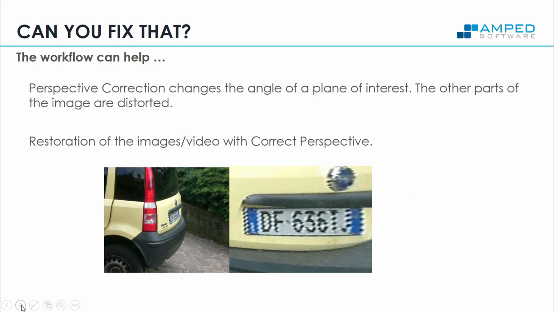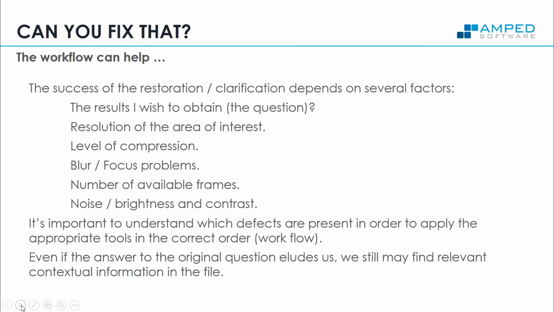We can see around corners. A perspective correction can see around corners. Everything else gets distorted, and I don't really care. I just want the answer to the question: what is the license plate number? And here I have it. I fixed the angle. So the workflow helps establish how we're going to do this.